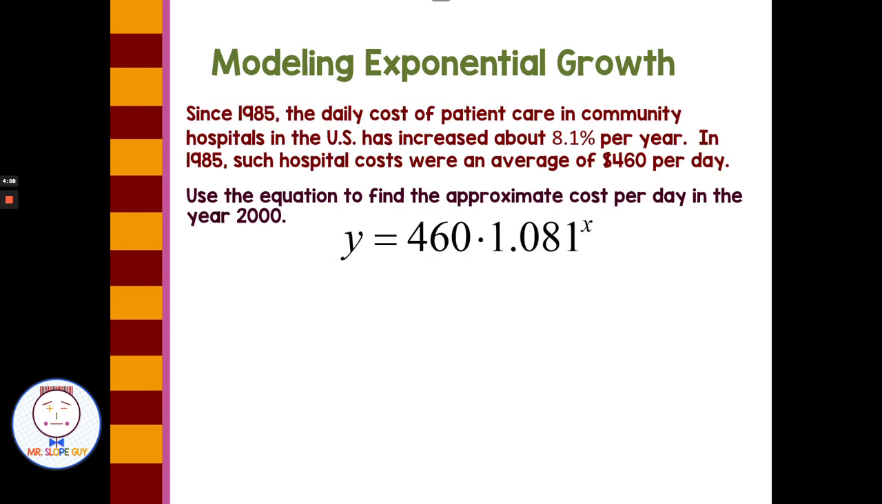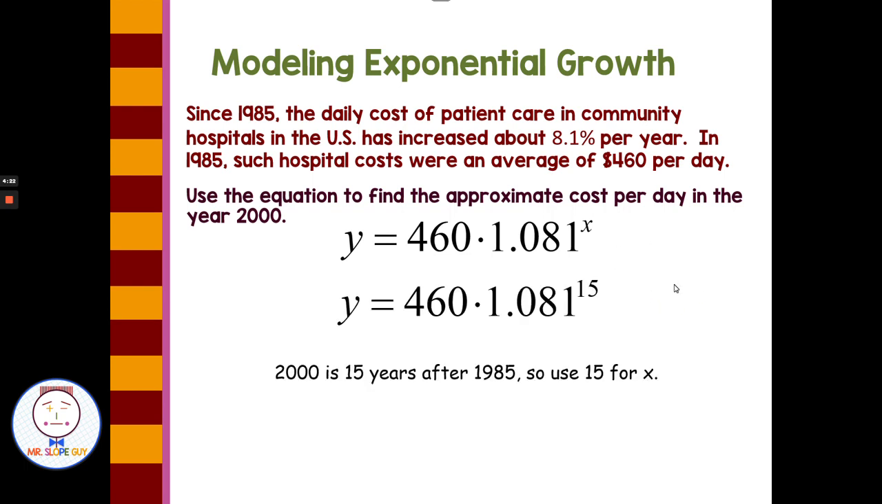So let's say we want to use the equation to find the approximate cost per day in the year 2000. Well, how many years have passed between 1985 and 2000? Well, 15 years went by. So we're going to use 15 for our exponent. I'm going to use my calculator, 1.081 to the 15th power times the 460 we started with. So the cost would be about $1,480 a day in the year 2000 for a stay in a community hospital.